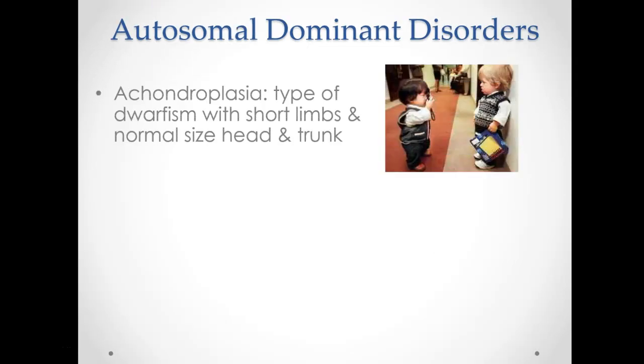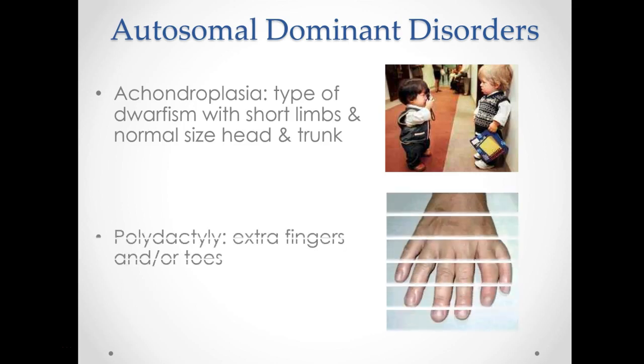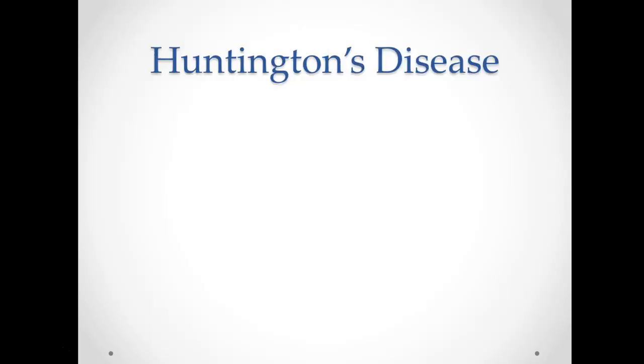So some examples of autosomal dominant disorders: a type of dwarfism that's called achondroplasia. This is where you have individuals who have a normal size head and a normal size trunk, but they have short limbs, so short arms and short legs. And then we also see polydactyly, so having extra digits, extra fingers or extra toes. This is a dominant trait as well, in addition to the Huntington's disease that we saw previously.